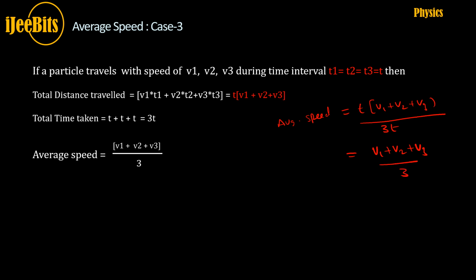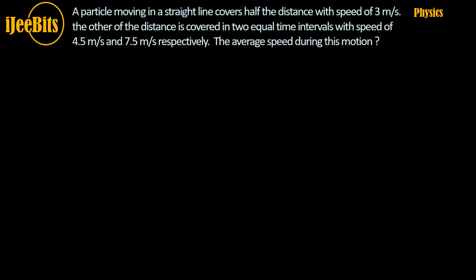Is it not easy? So if you are given speeds and equal intervals of time, then the average would be straight through (v1 plus v2 plus v3) by 3. If you have 4, (v1 plus v2 plus v3 plus v4) by 4. If it's 2, (v1 plus v2) by 2. That is how you can calculate average speed. Clear? Move on to the next problem.